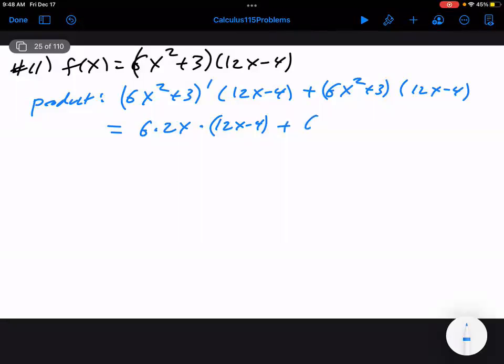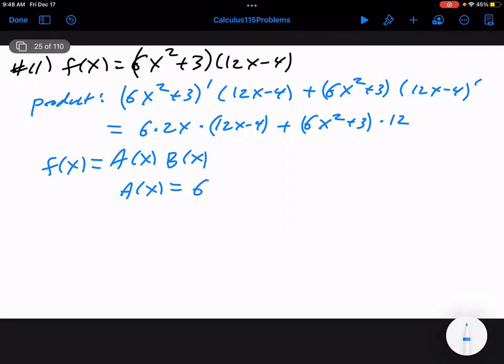And then for the second one, it's 6x squared plus 3. And the derivative of 12x minus 4 is just going to be 12. And then we can expand and simplify. If you want, a good way to do problems like this is to say f of x equals a of x, b of x, and then just write down what everything is.